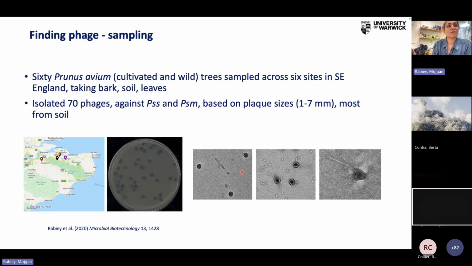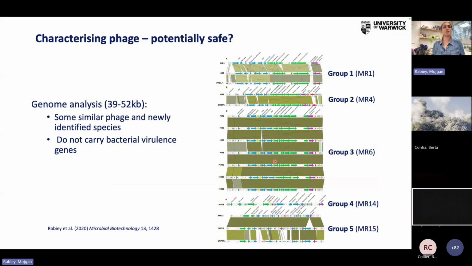And you can see the transmission electron microscopy again. We did a series of characterizations. We have done the genome sequencing, so we know that these phages are safe, lytic phages, and they belong to different phylogroups, with many of them being unique and reported for the first time. And from each group, we chose one phage, and the rest of the presentation focuses on these 5 phages.